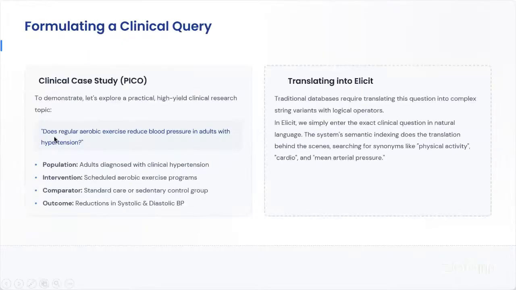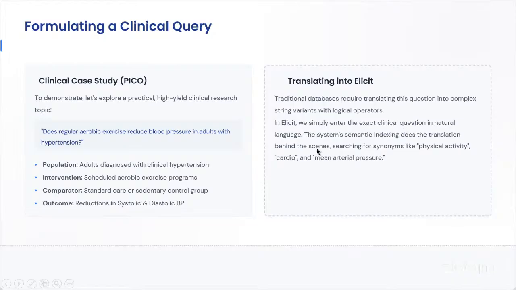So this is an example of how you would use Elicit AI. You have to, of course, make the question yourself. So this is our question: does regular aerobic exercise reduce blood pressure in adults with hypertension? We have our population, which are adults diagnosed with hypertension. We have our intervention, which is aerobic exercise. We have the comparison group, which is basically people who don't exercise or are sedentary, and the outcome, which is a decrease in blood pressure. So the nice thing about Elicit is that this is how it will translate it, right?